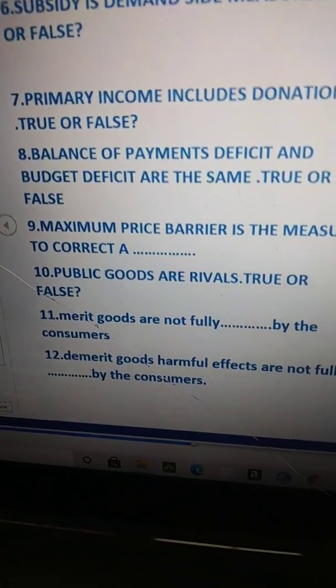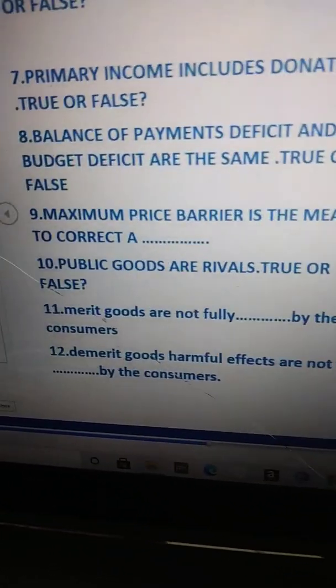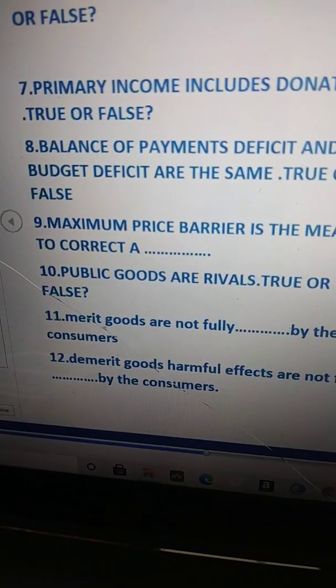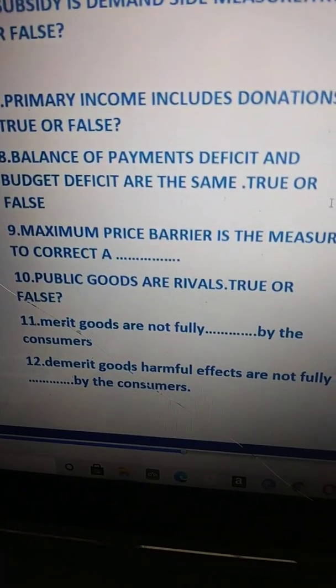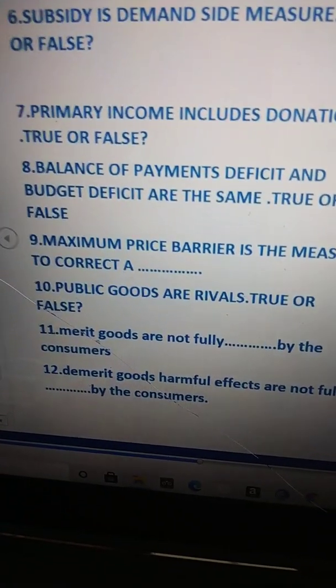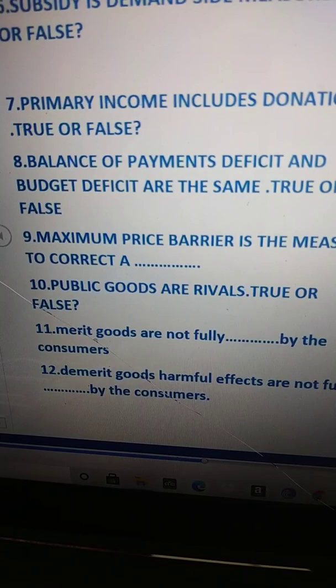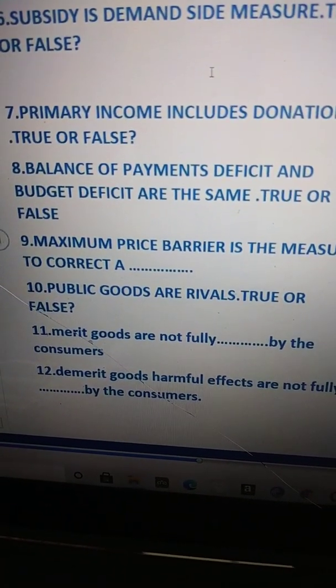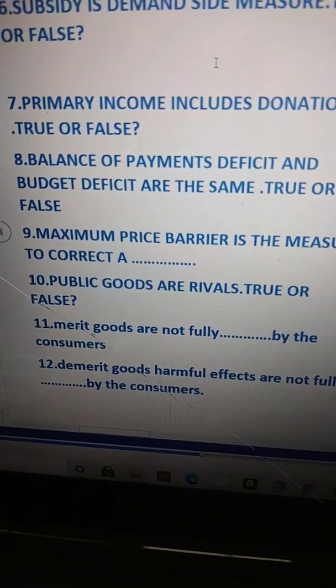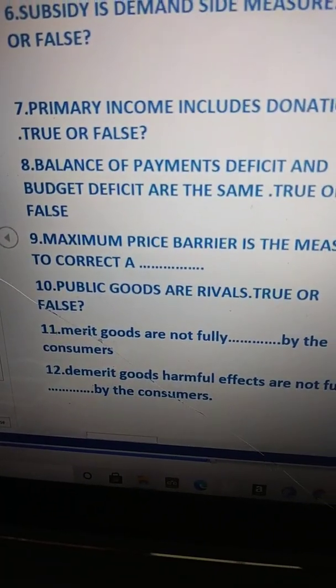11. Merit goods are not fully appreciated by the consumers. Now this one we haven't done. We did only till question number 10. So who will tell me the answer? You can answer in the chat. I'm getting the answer from Amna. She said consume.